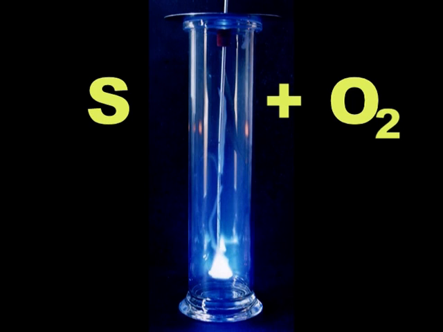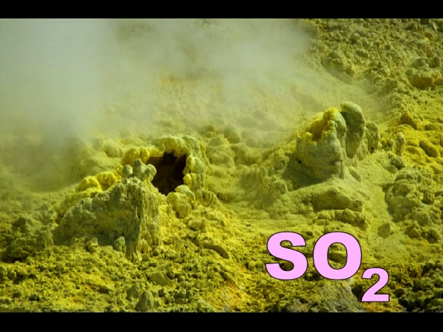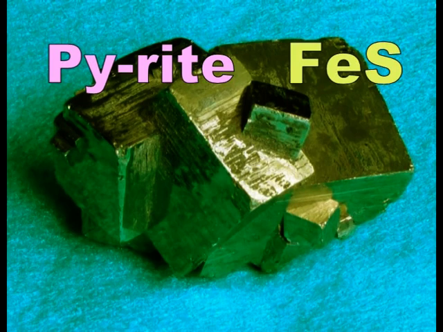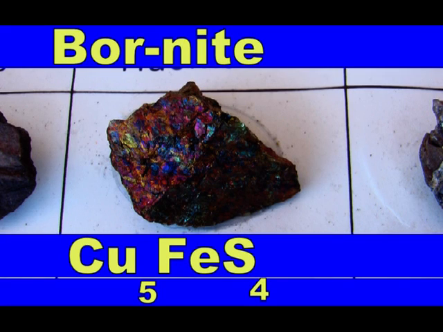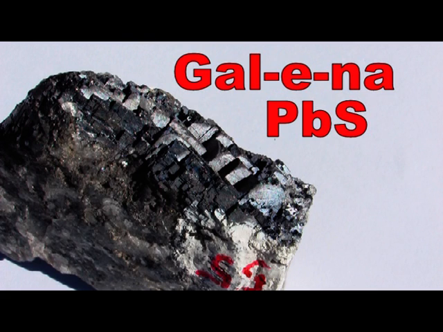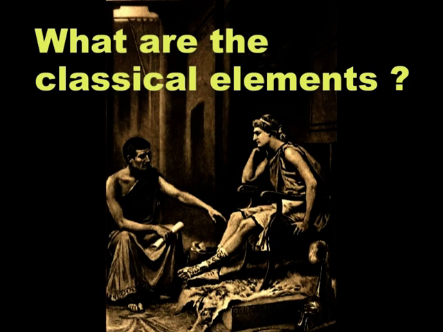And human noses don't like that stuff. It can cause asthma and kill if there is enough of it. Volcanoes emit heaps of the foul chemical. In nature, the element sulfur combines with many metals. Pyrite, or fool's gold, is iron sulfide. Bornite, or peacock ore, is copper iron sulfide. And galena is lead sulfide. But we are getting ahead of ourselves.